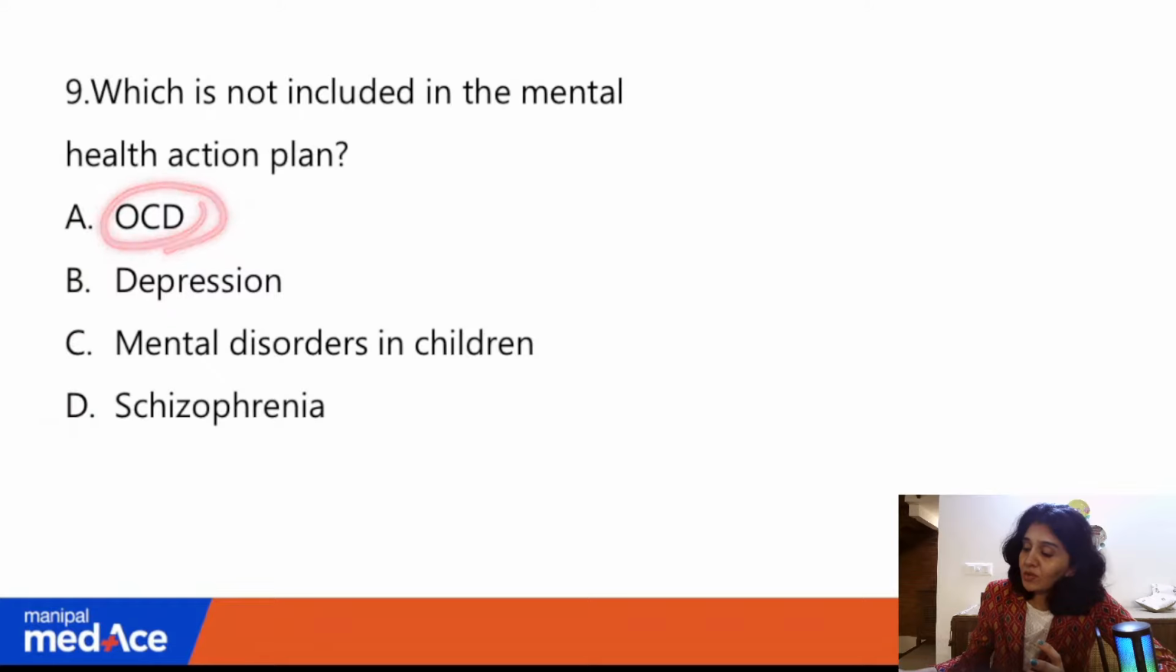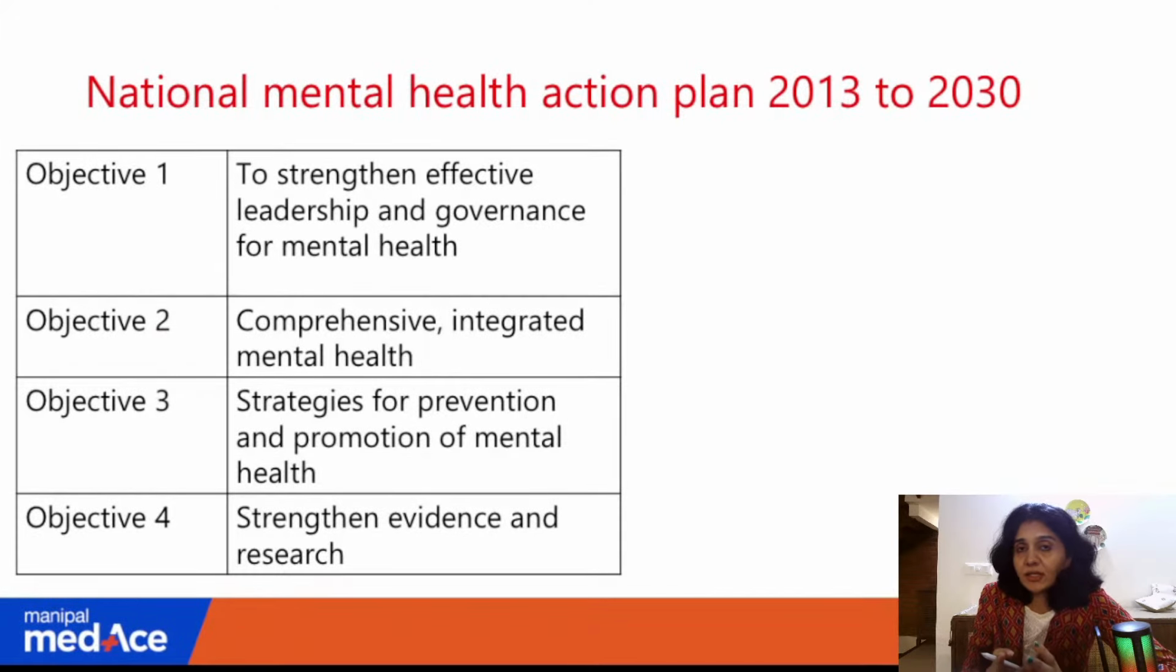All right. So what is this mental health action plan? You will study this in psychiatry as well. So it was implemented in the year 2013. The target should be achieved by 2030. So what are the objectives? Objectives are almost the same for all the programs if you carefully observe.